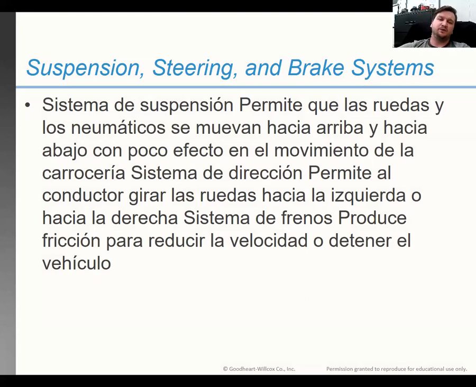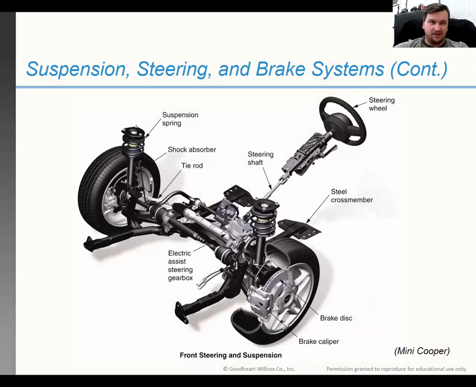Suspension system, this allows the wheels and tires to move up and down with little effect on the body movement. We want to be comfortable when we drive. We want the vehicle to handle well. The suspension system does this. Steering system, obviously, we need to steer the vehicle. We can't go everywhere in a straight line, so we need some way to steer the vehicle. That's what the steering system is going to be. And we also need to be able to stop. You don't want a 3,000-pound vehicle that's not able to stop. That's not going to be a good day. So there's an example of the front springs and suspension system, along with the steering and the brake system as well, some components there.